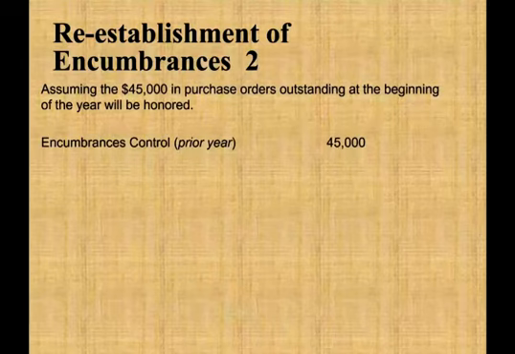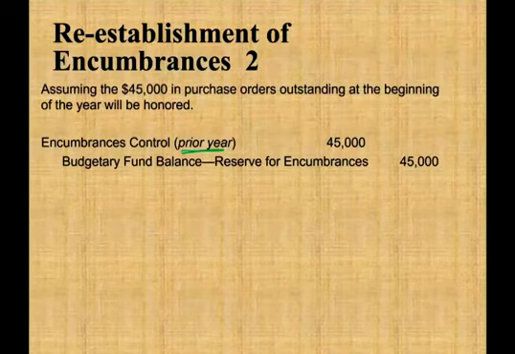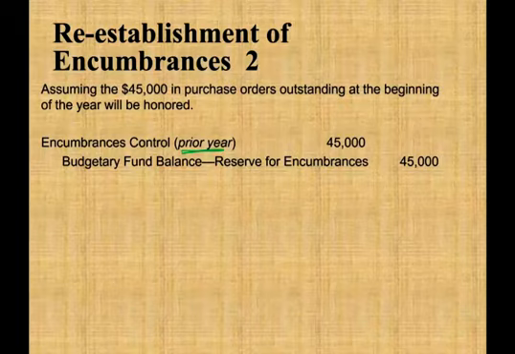We're going to debit encumbrance, and this is from the prior year. So we had 45,000 of unfilled order from the prior year. Now we're going to reestablish the encumbrance and credit budgetary fund balance reserved for encumbrances. This way, we know we have 45,000 waiting to be spent. So this is transaction 2.